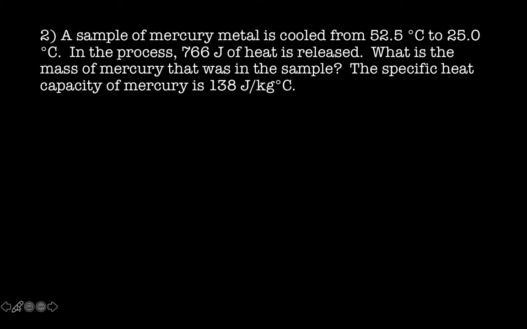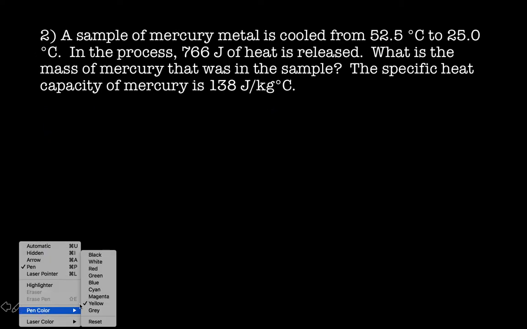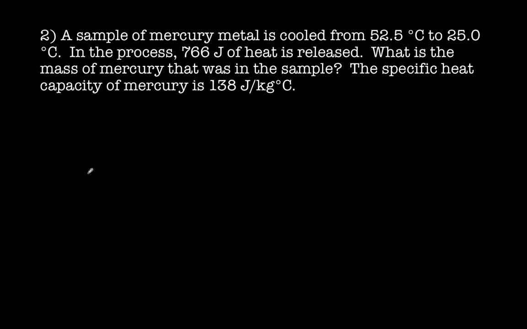Number 2 states a sample of mercury metal is cooled from 52.5 to 25.0 degrees Celsius. In the process, 766 joules of heat is released. What is the mass of mercury that is in the sample? And then it gives the specific heat capacity in kilograms. All right, let's do it.